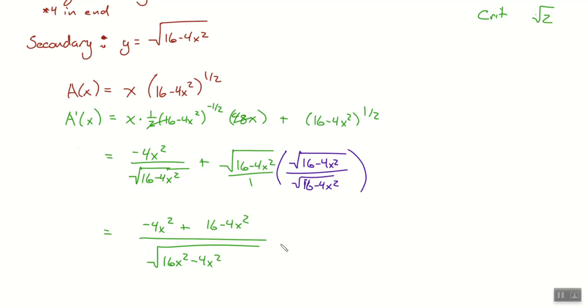Something weird happened here. That's not 16x squared, right? I have no idea why this came up as 16x squared. I caught it this time, so we're not going to keep working the wrong problem. I'm going to erase this x squared. It should not be there. I'm going to get rid of it.